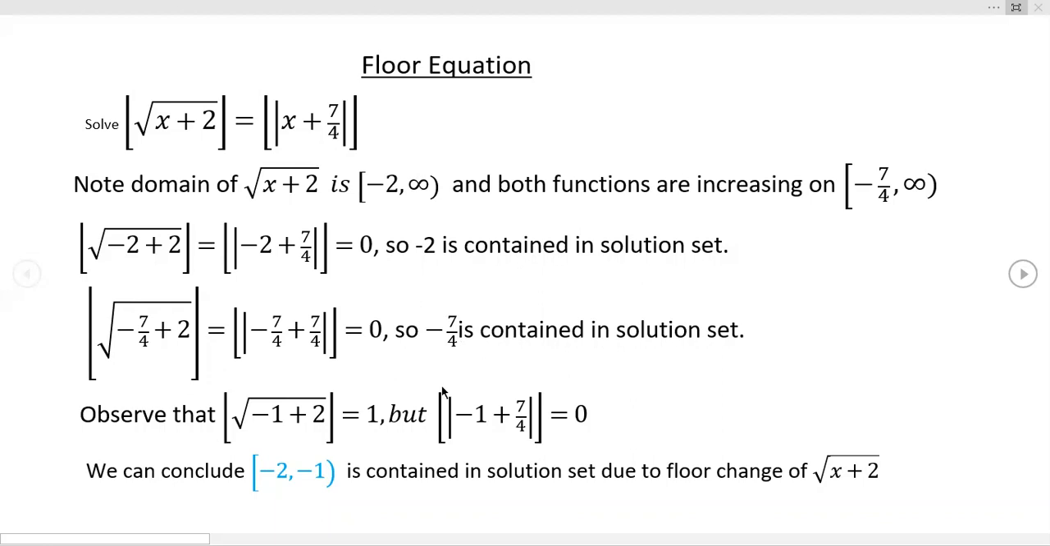So now we have to think about when the floor will actually change, okay? Well, that's actually going to happen at negative 1 for the square root function. If you put minus 1 in for the square root function, you get the square root of 1, which is 1. All right, so you see it's actually changing floors, and that's why we're leaving it out of this part of the solution set. Now, notice that minus 1 plus 7/4 is still equal to 3/4, and the floor of 3/4 is, of course, 0. So what we know for a fact is that the closed minus 2, the open minus 1 is contained in the solution set. All right, now let's move along.